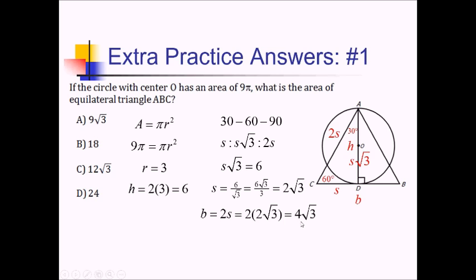All right, so it took a while, but we've got the height and the base of the equilateral triangle. Now we just use 1/2 base times height to put it all together. So we have 1/2 times our base of 4 radical 3 times our height that we found way back when of 6. So half of 4 radical 3 is 2 radical 3. 2 radical 3 times 6 is 12 radical 3. And 12 radical 3 is choice C.